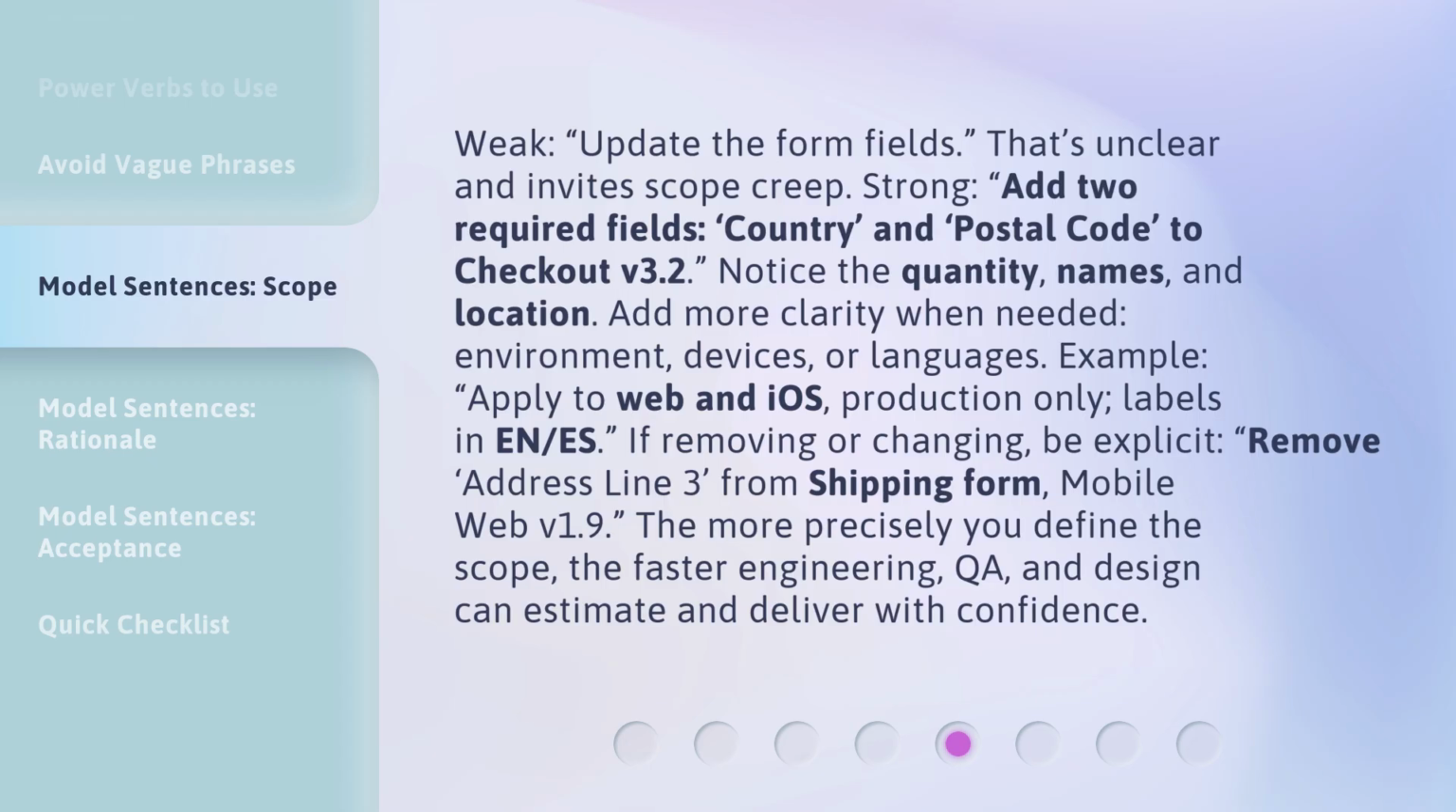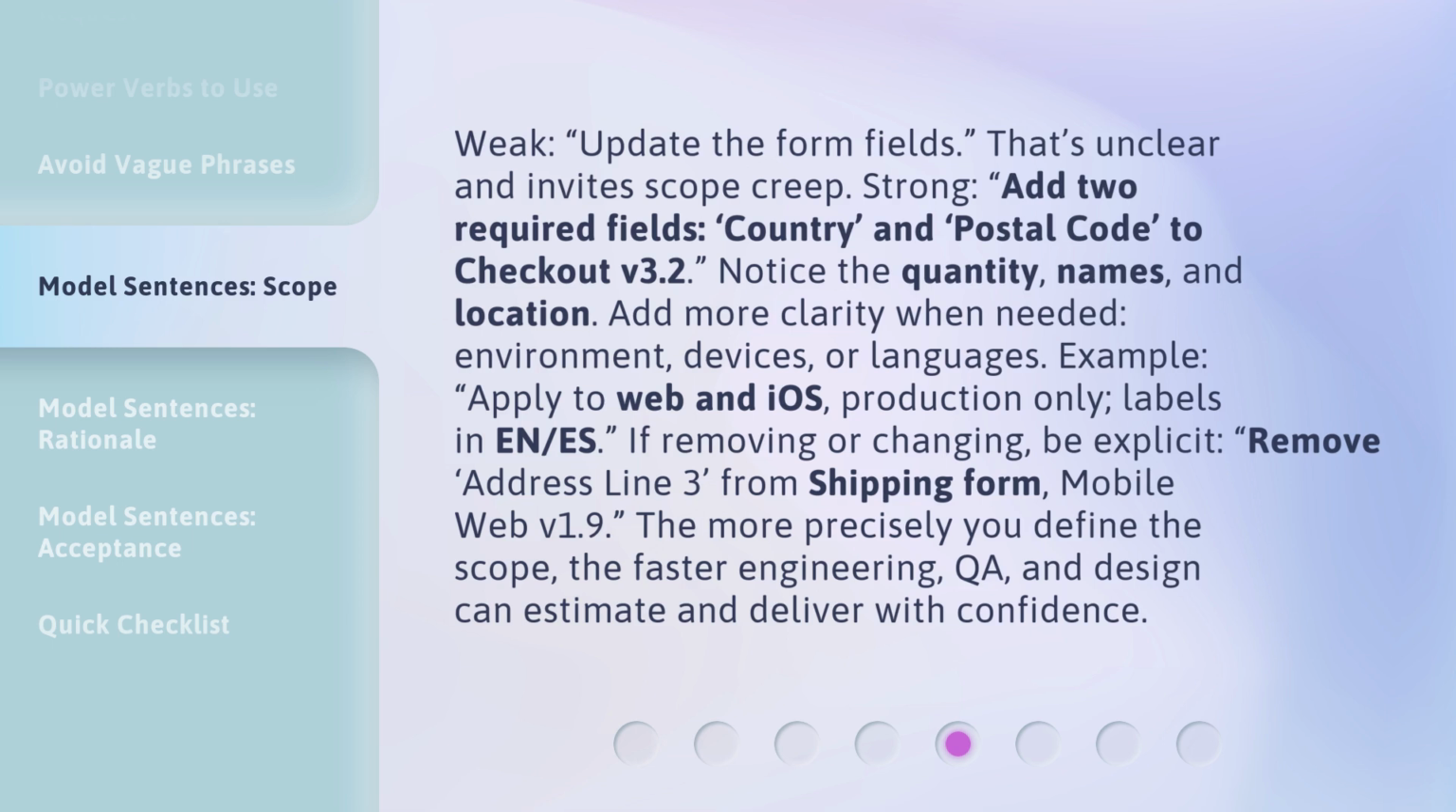Weak: Update the form fields. That's unclear and invites scope creep. Strong: Add 2 required fields, country and postal code, to checkout version 3.2. Notice the quantity, names, and location. Add more clarity when needed.